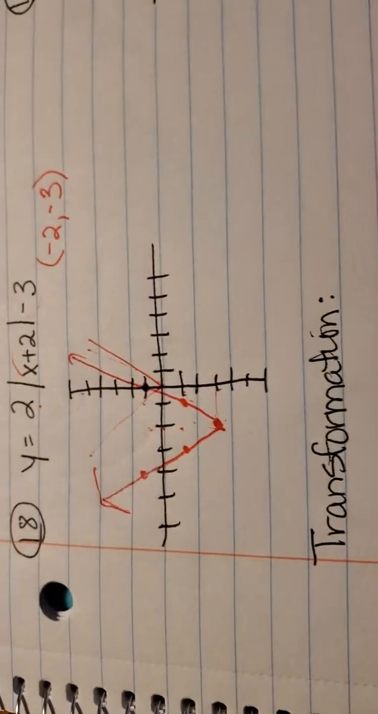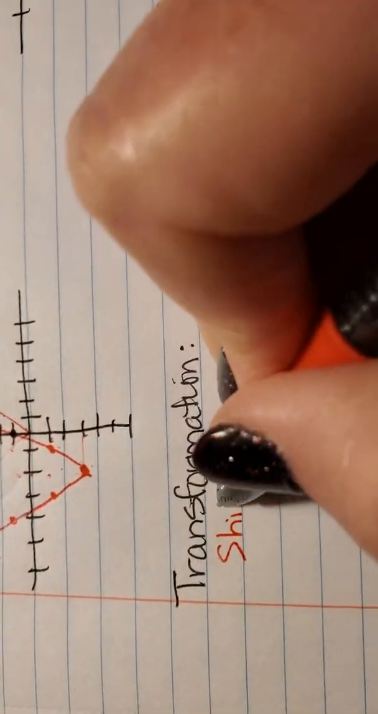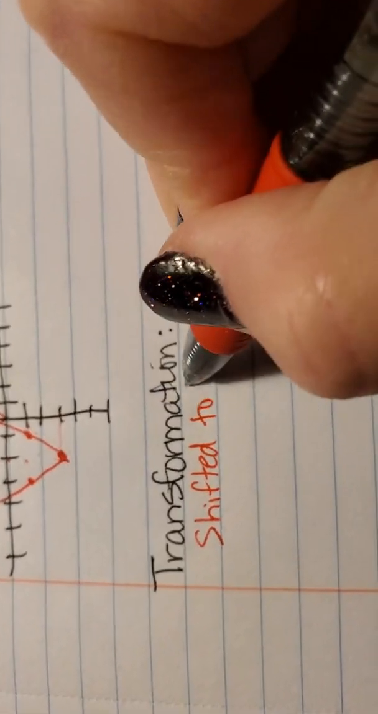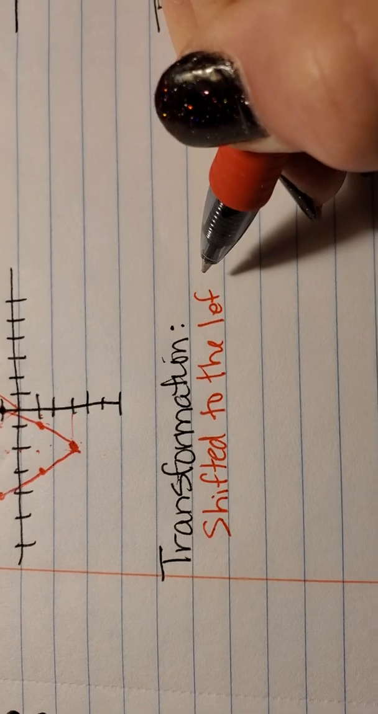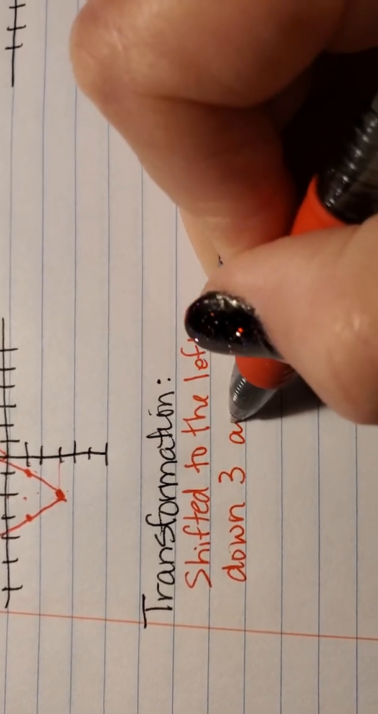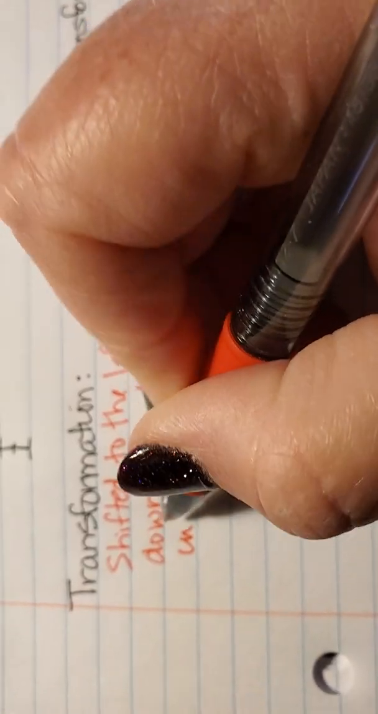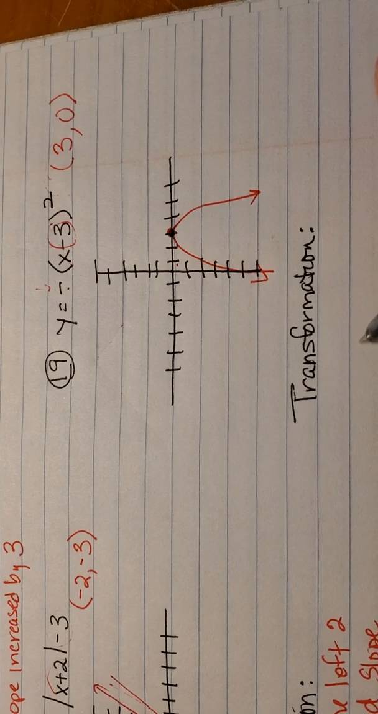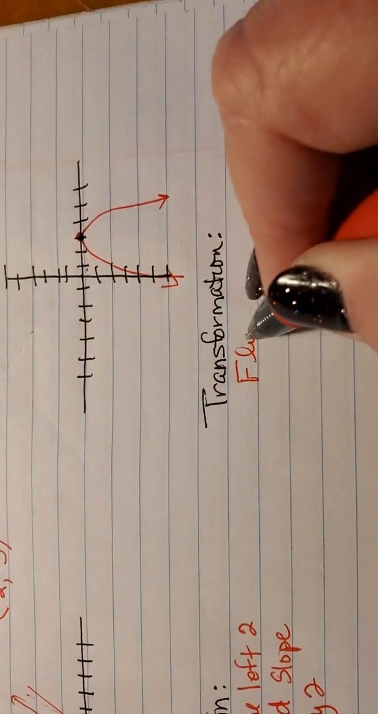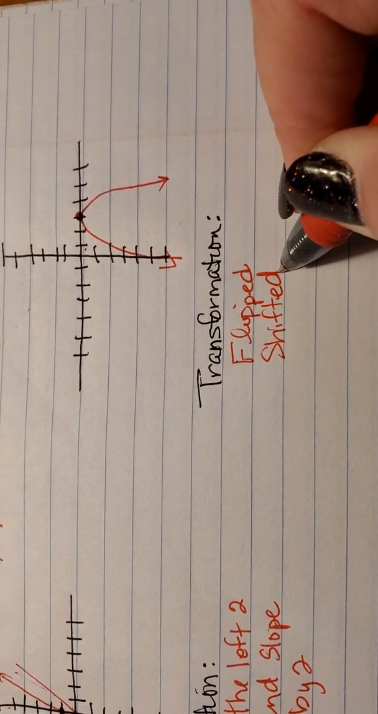All right, and I forgot, I need to go back. Didn't do our transformation over here. So our transformation on this one is shifted to the left 2, down 3, and the slope is increased by 2. Okay. Then over here, we have that it's flipped, right? And it's shifted to the right 3.